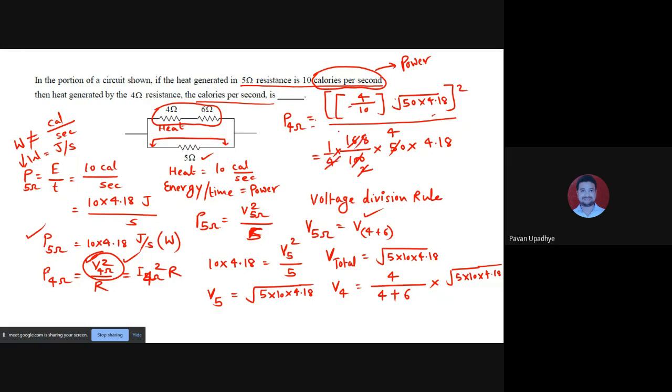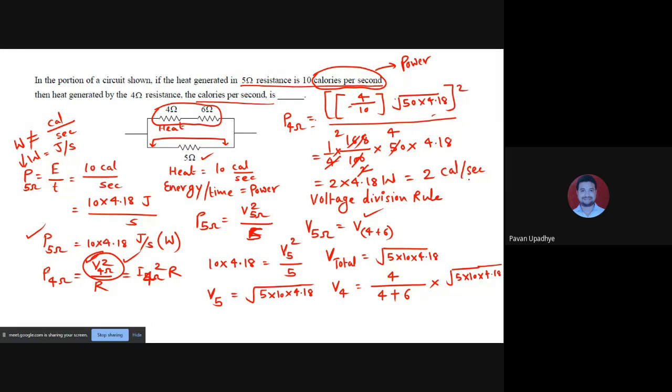4 and 8 can cancel in this manner, it is 2. So what you get is 2 into 4.18 watt, but they have asked you in calories per second, so it can be divided by 4.18, so it is 2 calories per second. This is your answer.